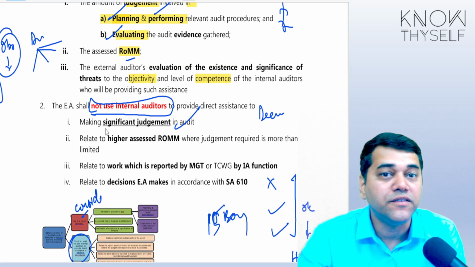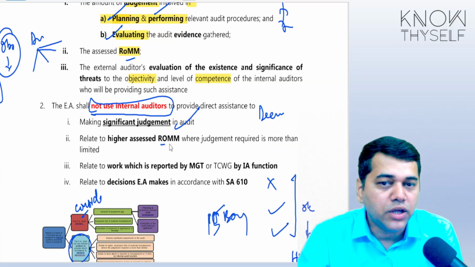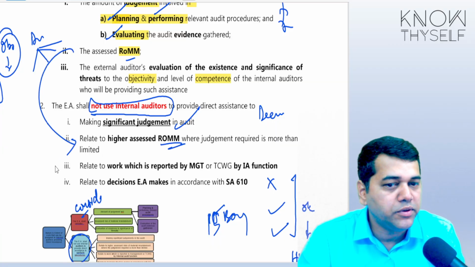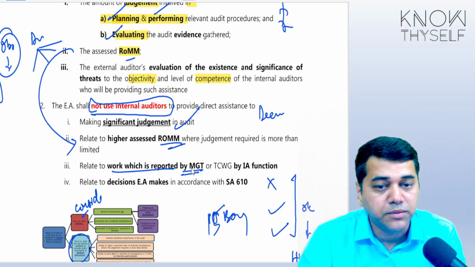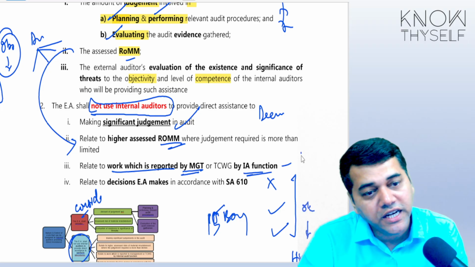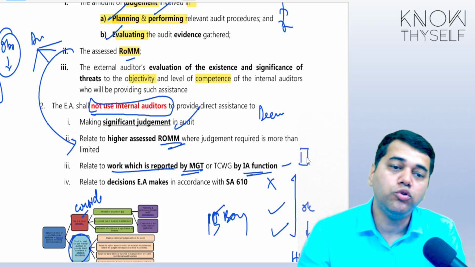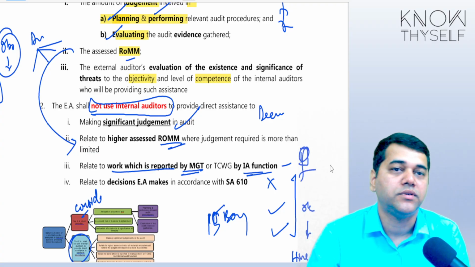So this is called significant judgments. Related to the high ROMM: if the ROMM is very high, you should not use. Related to work which is reported by management or TCWG, by the internal audit function. That means they have already done some work. To do the same work, don't use them.